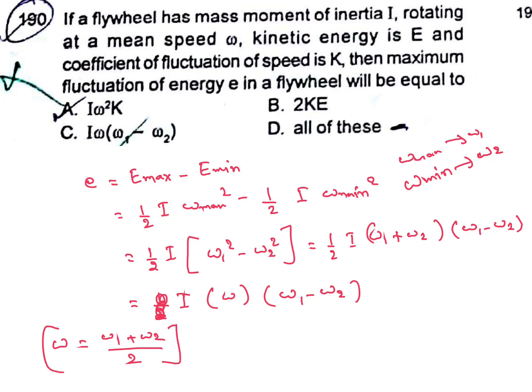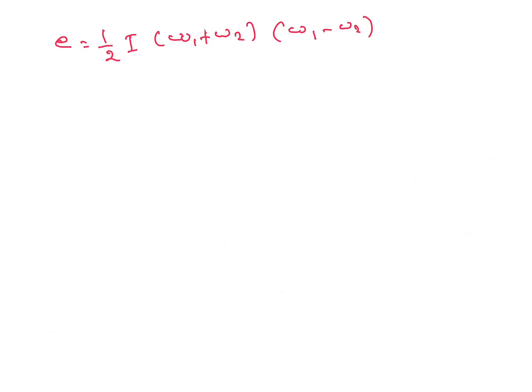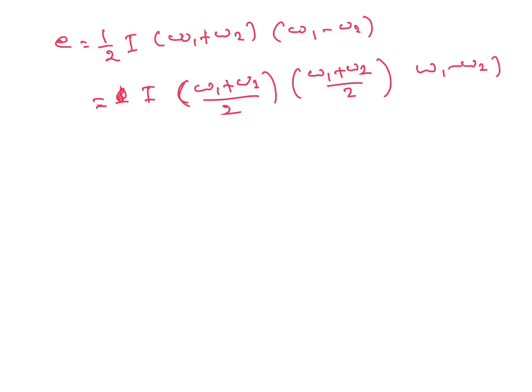And again we have to check the other options also. Up to this we already derived: I times (omega 1 minus omega 2), times (omega 1 plus omega 2) by 2. You multiply and divide by (omega 1 plus omega 2) by 2. We know the coefficient of fluctuation of speed is Cs, equal to (omega 1 minus omega 2) by omega mean.